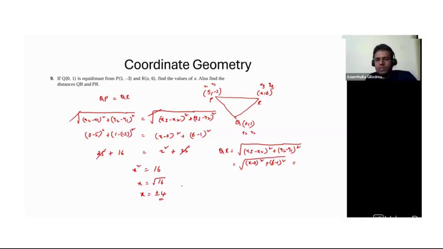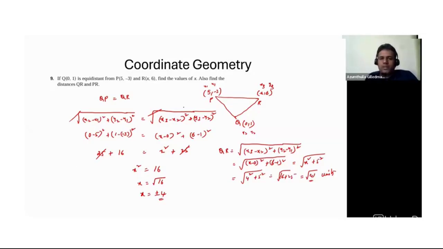Now let's substitute the value of x here. This becomes the square root of x square plus 5 square. So what is x? Plus or minus 4. Any value works because we are squaring it, so you can just substitute the square root of 4 square plus 5 square. So this is the square root of 16 plus 25. 16 plus 25 is 35, 40, 41. So square root of 41 units. That is your QR.